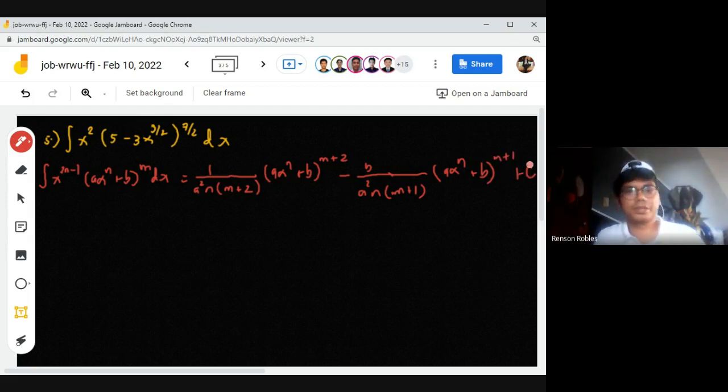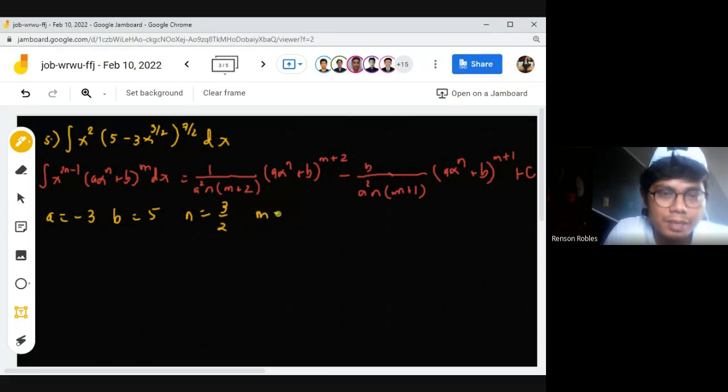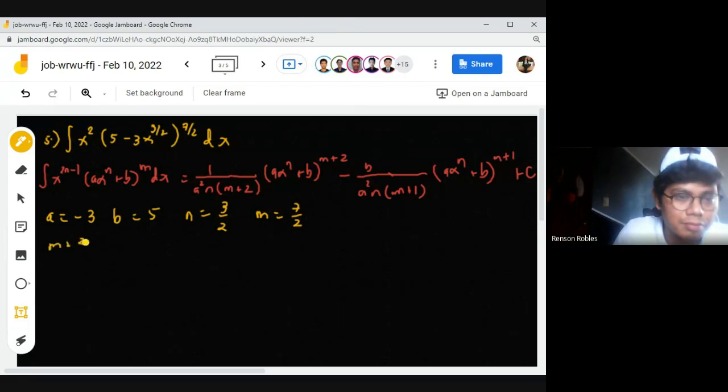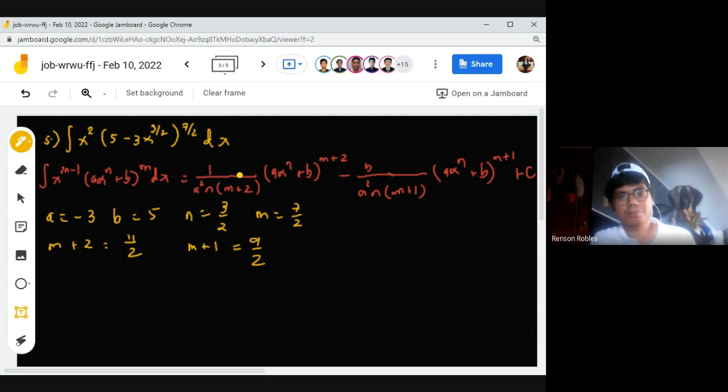So in this case, you have a is equal to -3. B is still 5. N is 3 halves. Then you have M is 7 halves. And then M plus 2 is 11 halves. Tama? 11/2. And M plus 1 is 9 halves. Okay? And then you can now put it here. Can you do it on your sheet? And then you simplify.